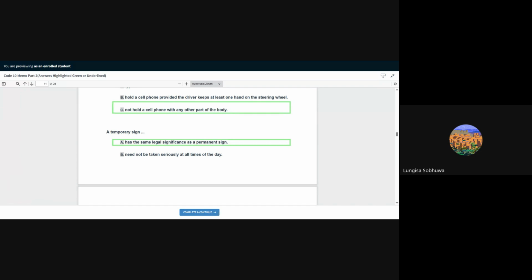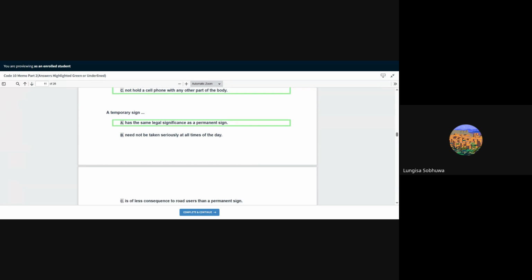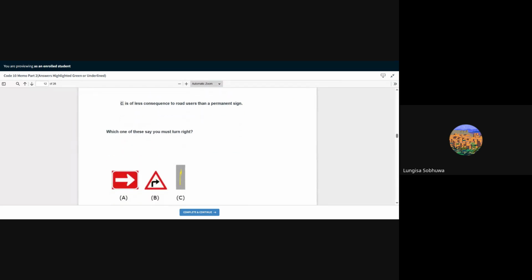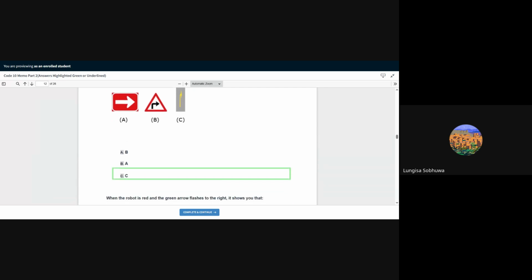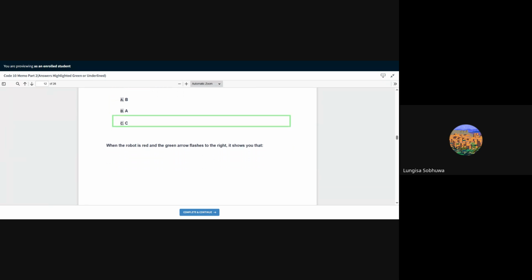Then a temporary sign, A, has the same legal significance as a permanent sign. So that's the answer there concerning temporary signs. Which of the following says you must turn right? Is it A, is it B, or is it C? The correct answer is C there. C says you must turn right.